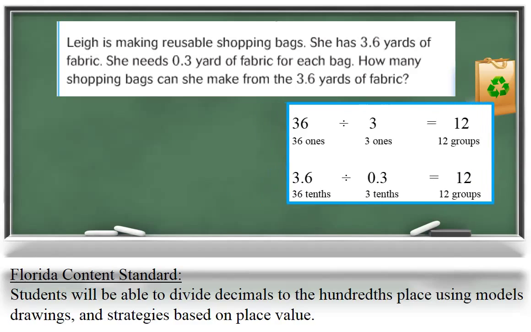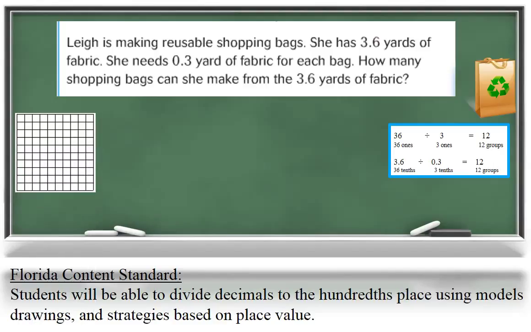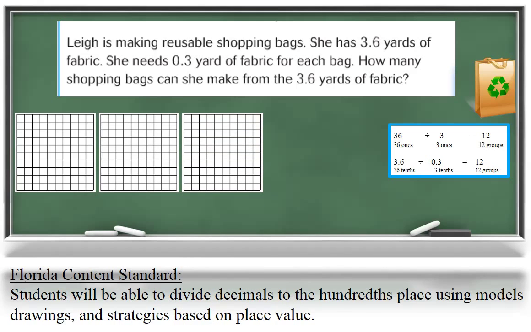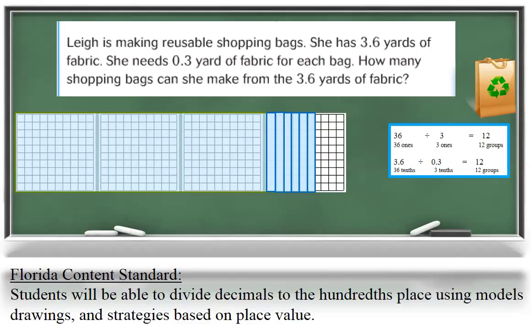Now that we have a reasonable estimate for our solution, in order to prove our actual answer, a strategy that we could use is a model. For example, if we use this 100 grid to represent one whole, and each of its 10 equal columns are 1/10 of that whole, in order to represent the full 3 6/10 yards of fabric, we would need 3 whole grids and 6/10 or 6 columns of the 4th grid. This would represent our 3 6/10 yards of fabric that we have to make the bags.